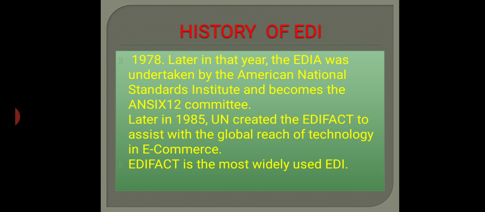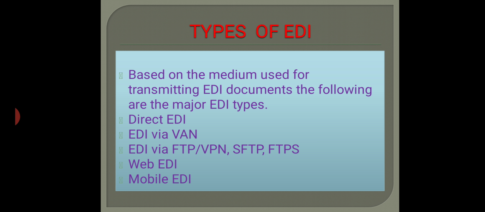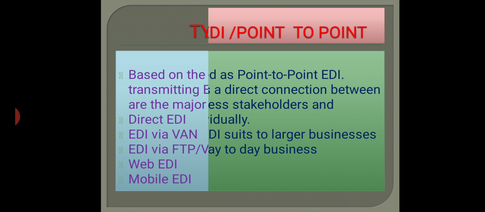EDIFACT is the most used EDI. Some of the types of EDI can be classified based on the medium. We can say the EDI types are direct EDI, EDI via WAN, EDI via FTP/VPN, SFTP, FTPS, web EDI, and mobile EDI.